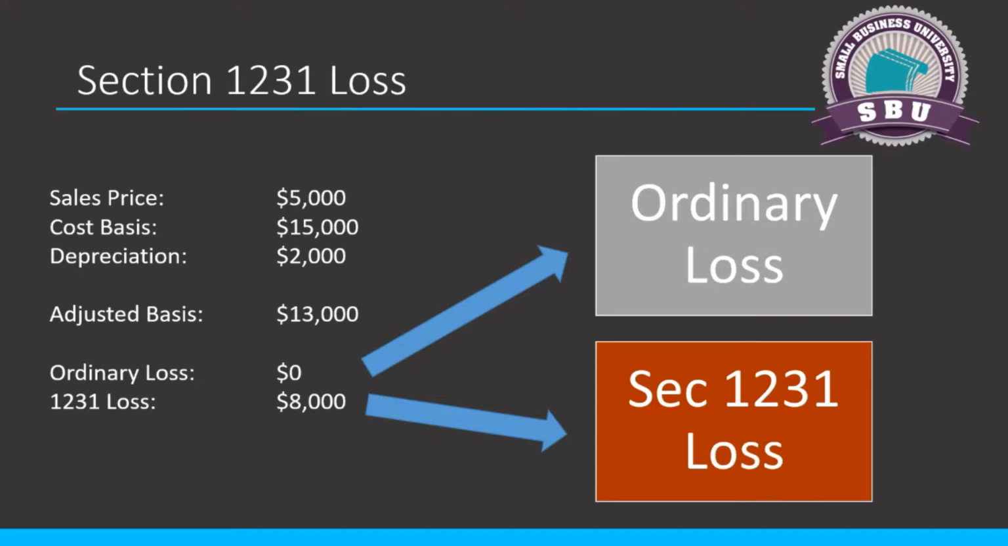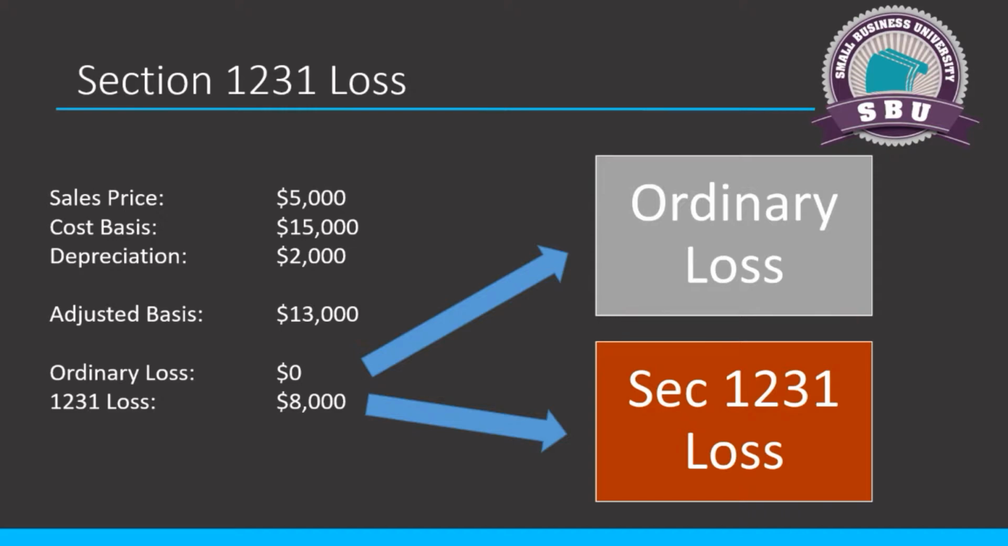Okay, so same property as we had just in the example before, only this time instead of selling it for $25,000, we're going to sell it for $5,000. Now this is much more typical, right? If you bought a forklift for $15,000 then later sell it for $5,000. Okay, so now we have a loss because we sold it for $5,000. The adjusted basis is $13,000. So gains get split out, and losses go to 1231 losses.